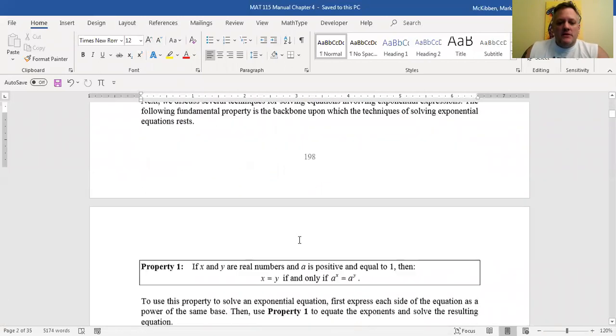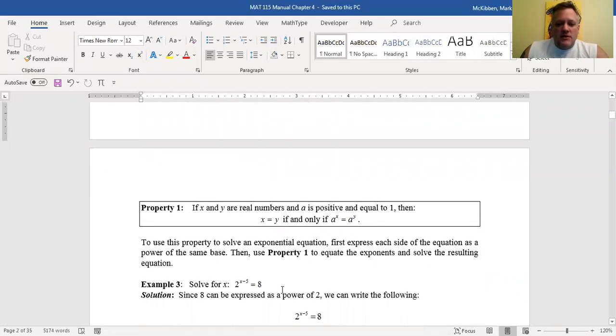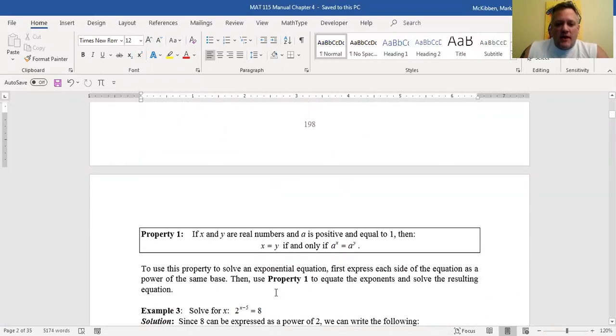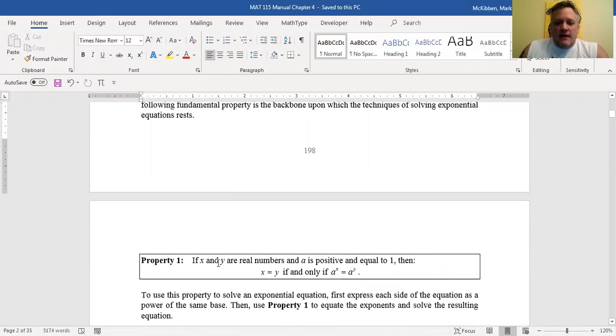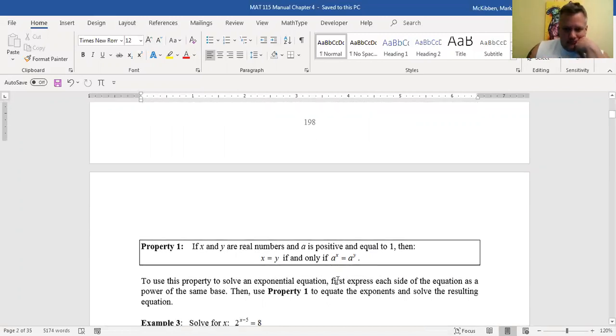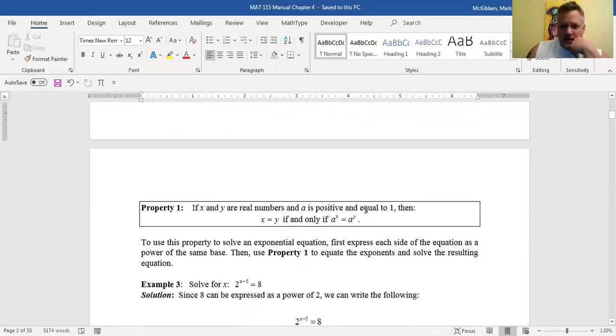All right, now we're going to solve some exponential equations. The general idea here, one of the properties that is helpful, is that if you have two real numbers that are equal, and a is positive and not equal to 1.